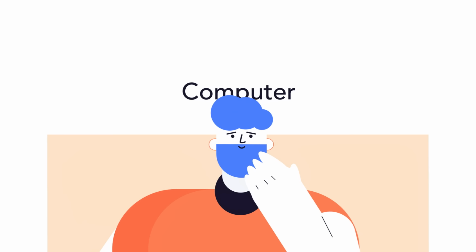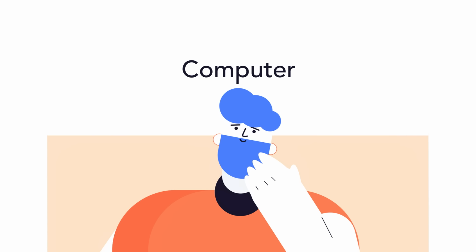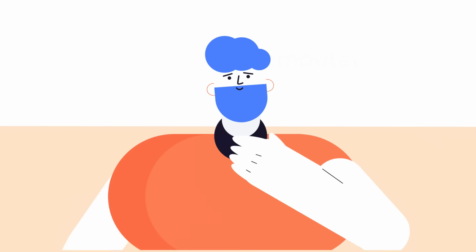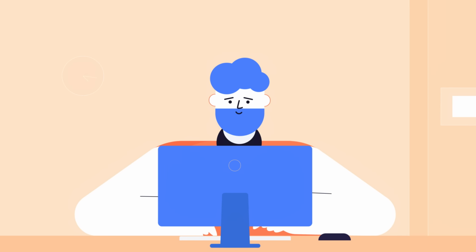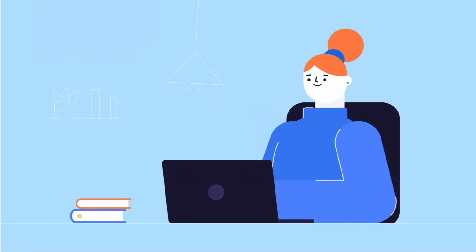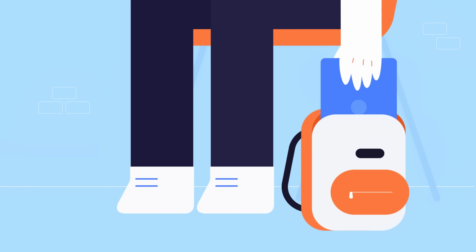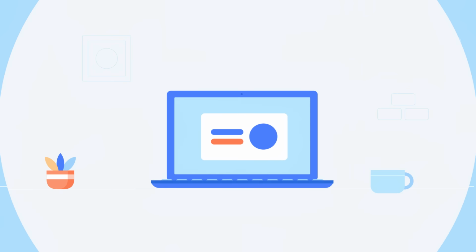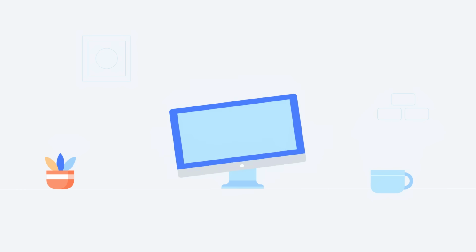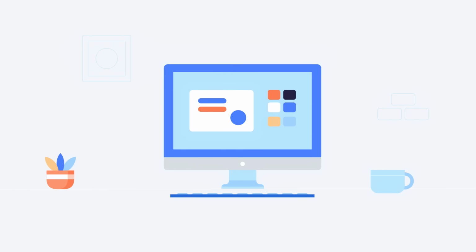When most people say computer, they're talking about a personal computer. This can be a desktop computer or a laptop, which has basically the same capabilities, but in a more portable package. Personal computers come in a few different styles. The most common type uses the Windows operating system.